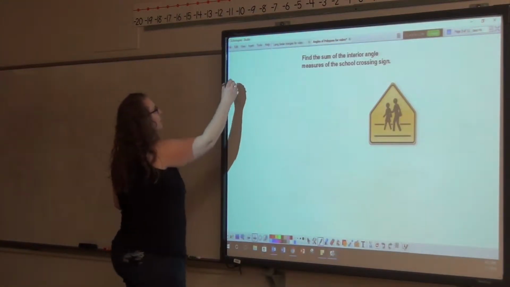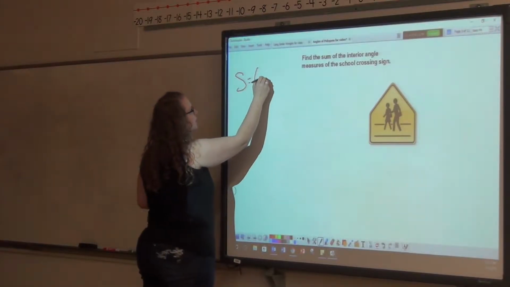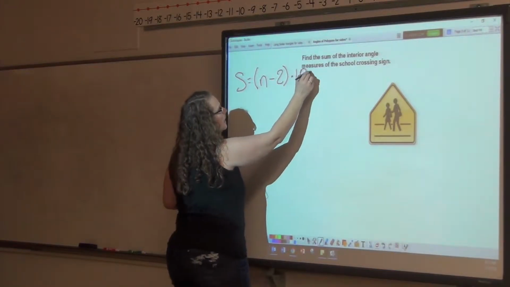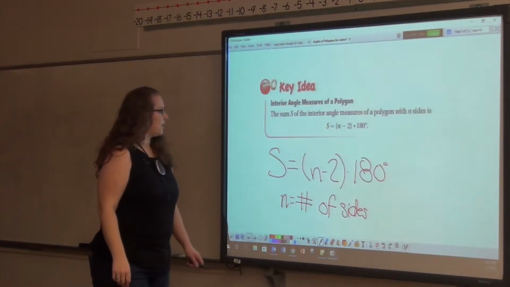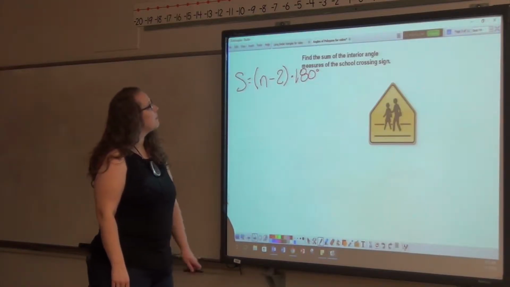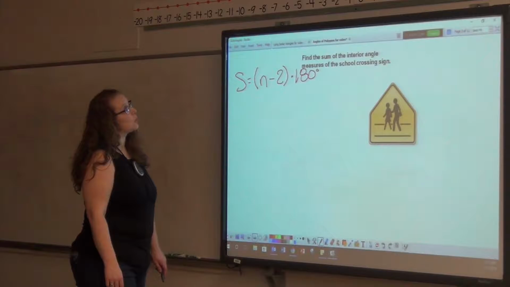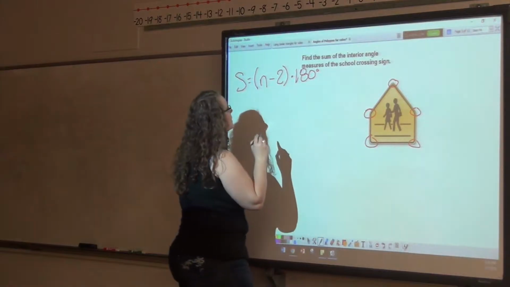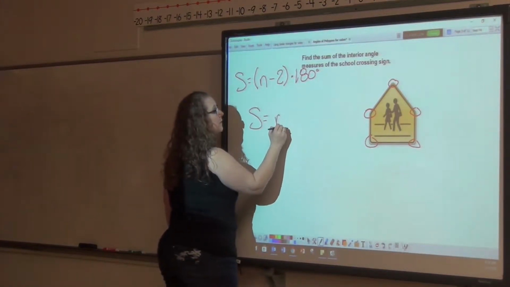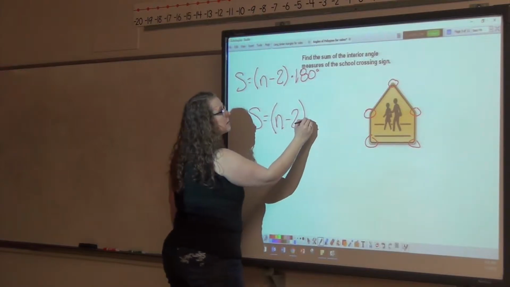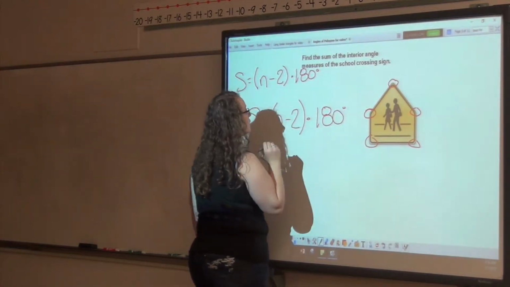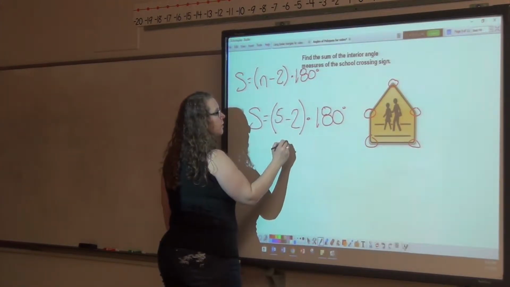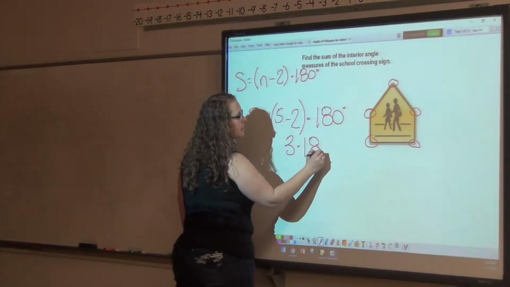All right, let's write that formula right here. Sum equals number of sides subtract 2 times 180 degrees. Make sure I copied that correctly. Yes, okay. Find the sum of the interior angle measures of the school crossing sign. So we have 1, 2, 3, 4, 5. We have 5 sides. So our sum is going to equal n minus 2 times 180 degrees. So n minus 2, n is 5.